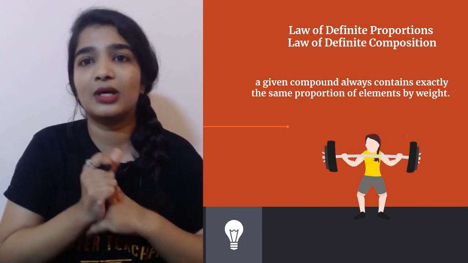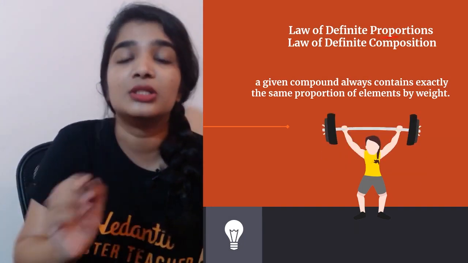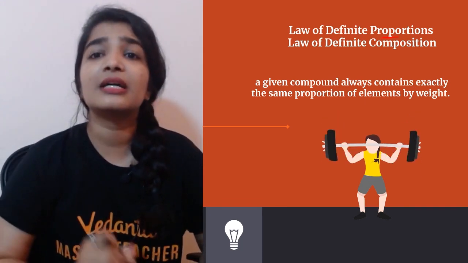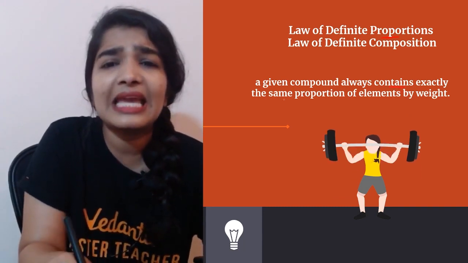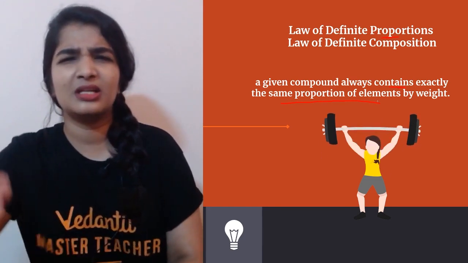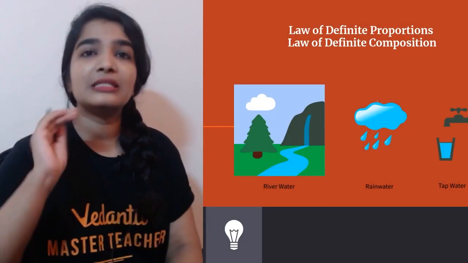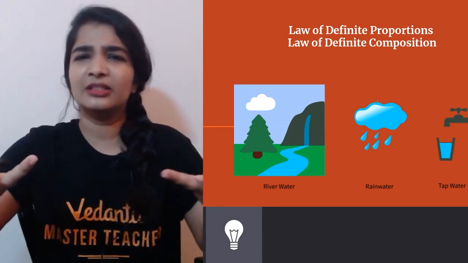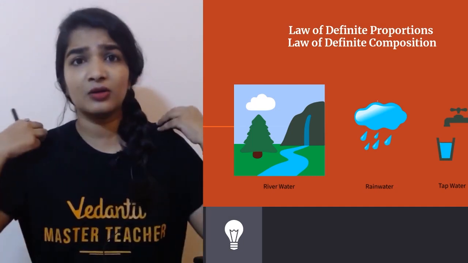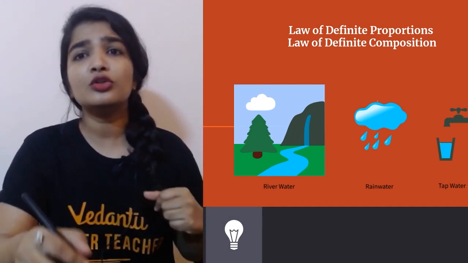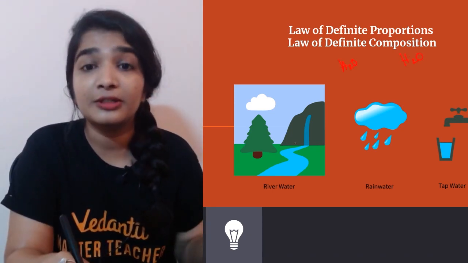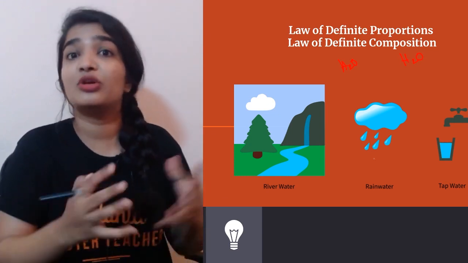Now coming to the second one, the law of definite proportion, or the law of fixed proportion. What does it say? A given compound always contains exactly the same proportion of elements by weight. For example, let's take water. You live in Kerala, Chandigarh, from all parts of the country. I live in Bangalore. We all use water. So do you think Bangalore's water is different and Chandigarh's water is different? Or the water from river, sea and tap water, they are different?